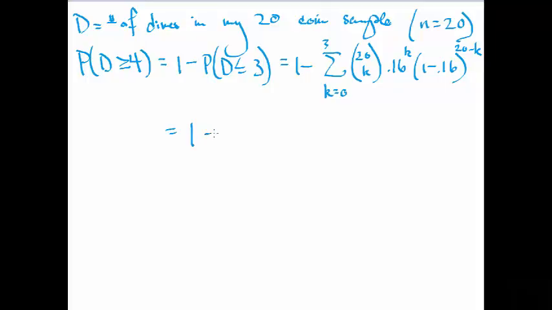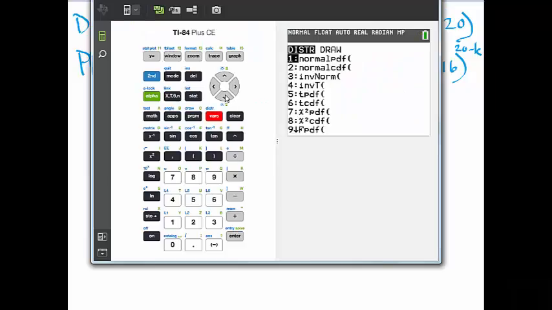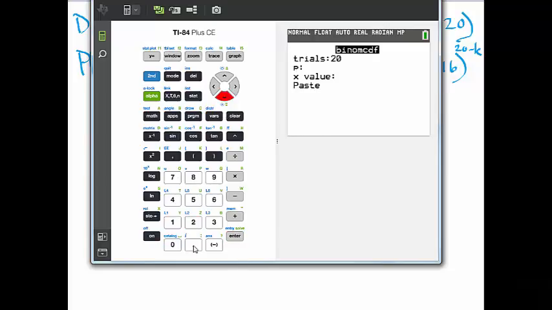But of course, we can use the technology built into the calculator to do this real quick, and it would just be 1 minus binomCDF. N is 20. P is the chance of success. I'm going to say it's a success if we observe a dime, and then up to and including 3. When I do that with my calculator, go to the distribution menu and arrow down to binomCDF: 20 trials, 16% chance of getting a dime, up to and including 3.